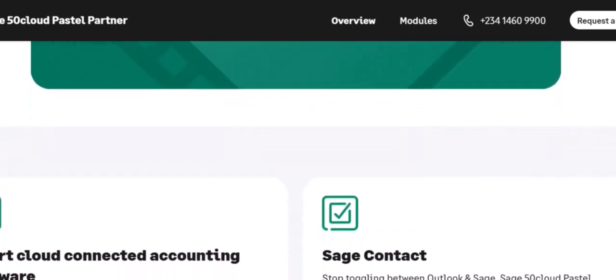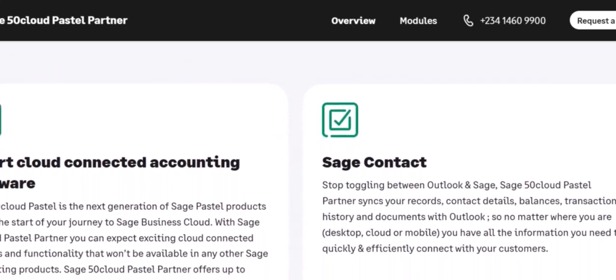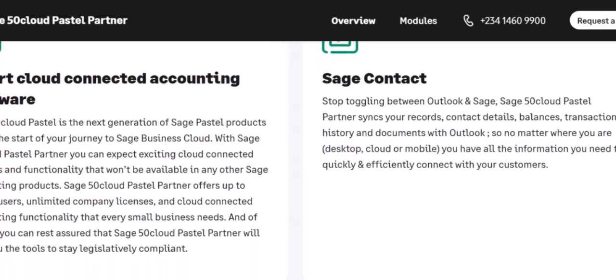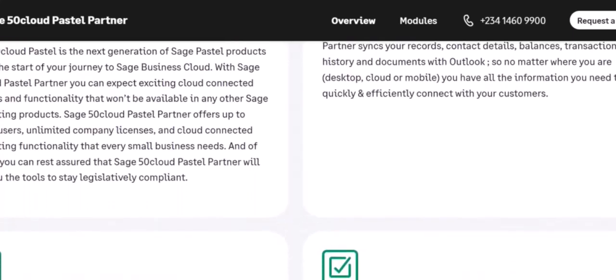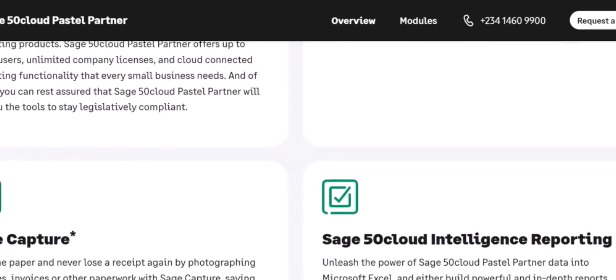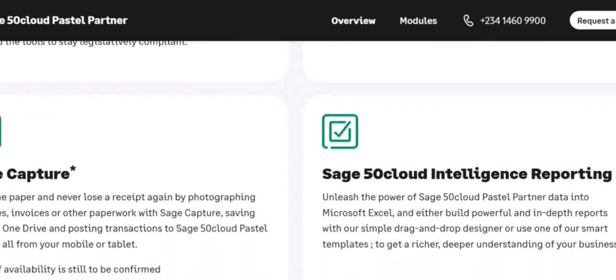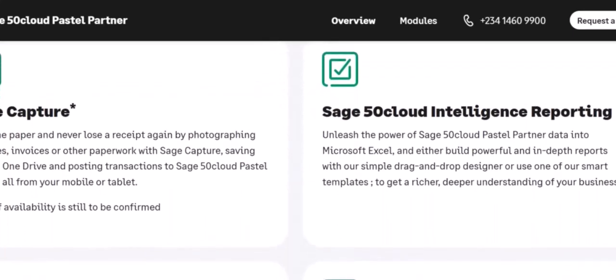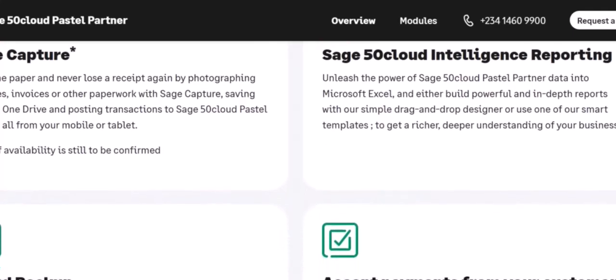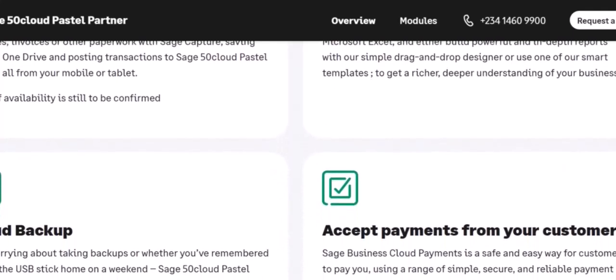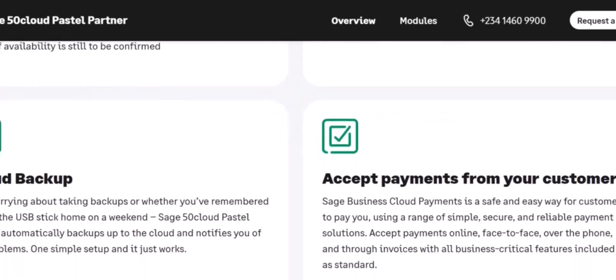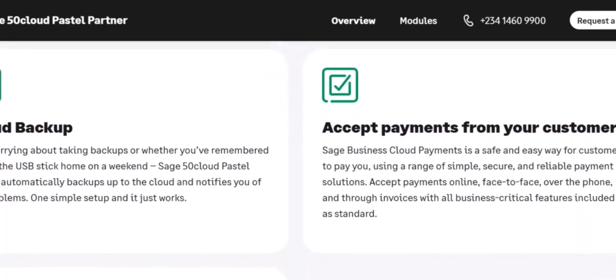The answer to this question isn't a single, straightforward one, as Sage offers a diverse portfolio of software solutions catering to different business sizes and needs. Consequently, the specific database used can vary depending on the particular Sage product you're considering. However, we can explore the primary database technologies that underpin a significant portion of Sage's offerings.